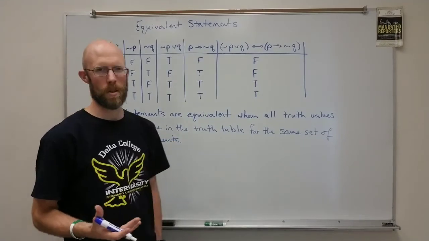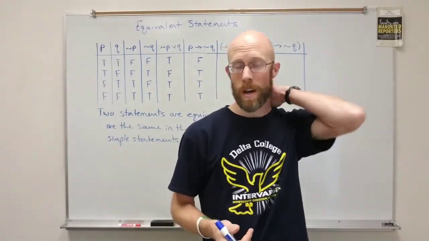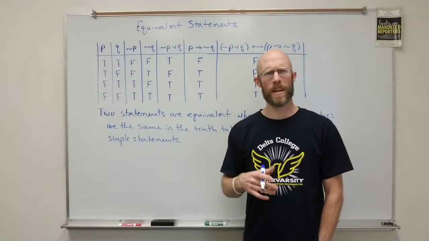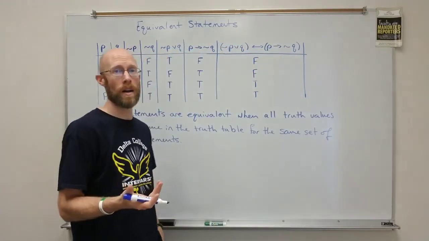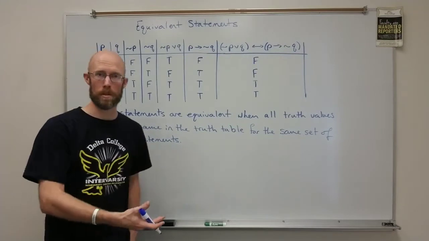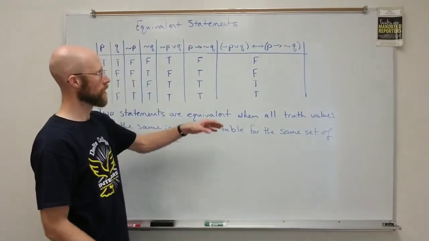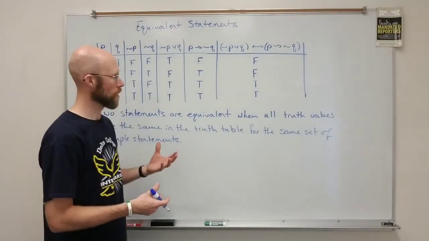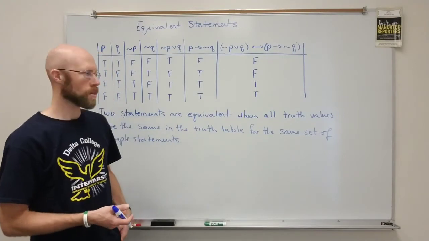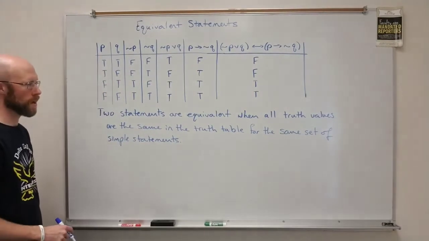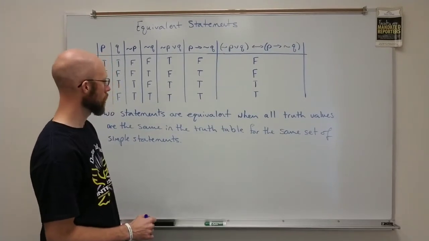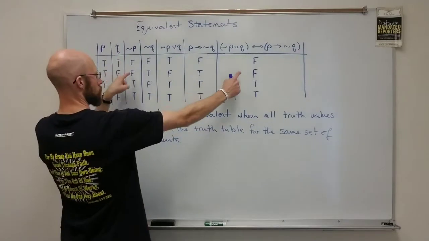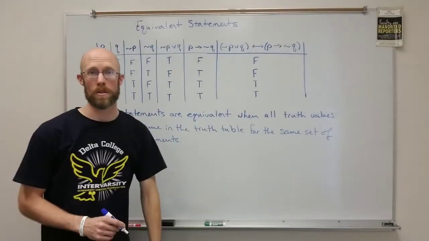Okay, now it could be the case you had a different set of simple statements. Maybe I had P, Q, R and something changes. If you had P, Q, R in one table and P, Q in the other table, then your columns will look different because one has more rows than the other. So just in general, you've got to have the same simple statements. But as long as these columns match up, and here they're false, false, true, true, then we say that the statements are equivalent, okay?